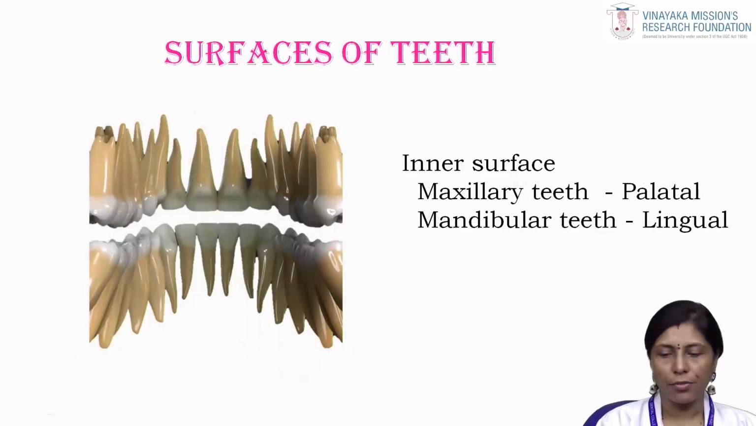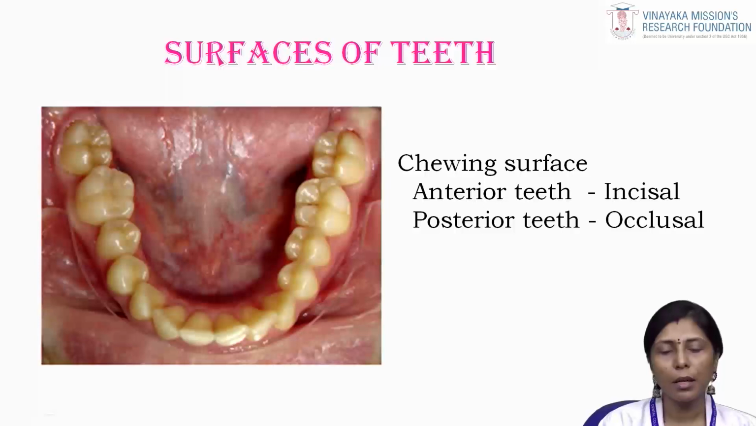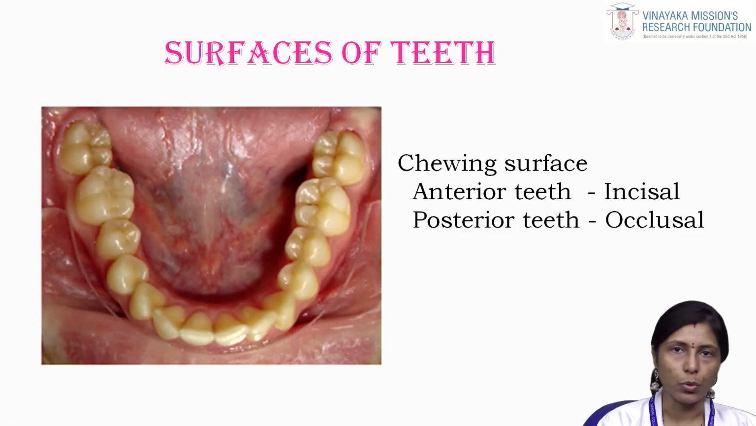Coming to the inner surface of the teeth, the inner surface of the maxillary teeth is called the palatal surface. Why? Because it is going to be next to the palatal bone. The surface which is going to face the palatal bone, you call it the palatal surface. The inner surface of the mandibular teeth, you call it the lingual surface, because it is going to be facing the tongue.